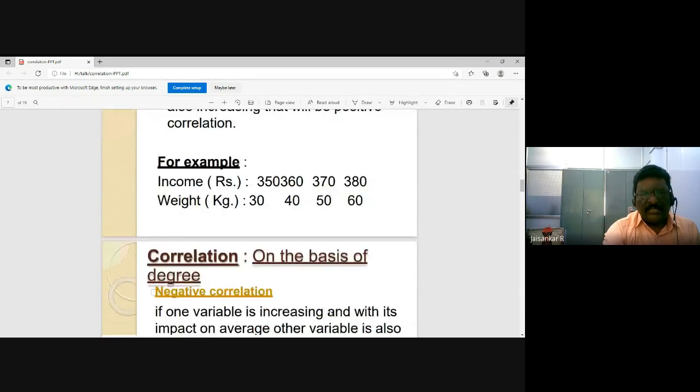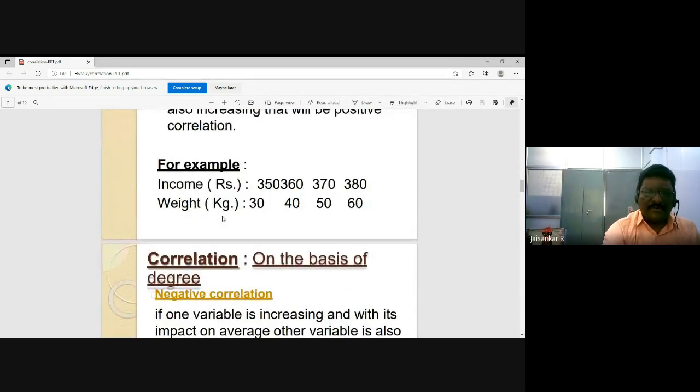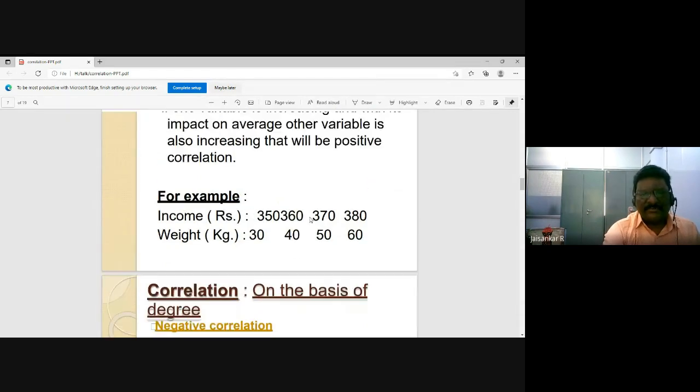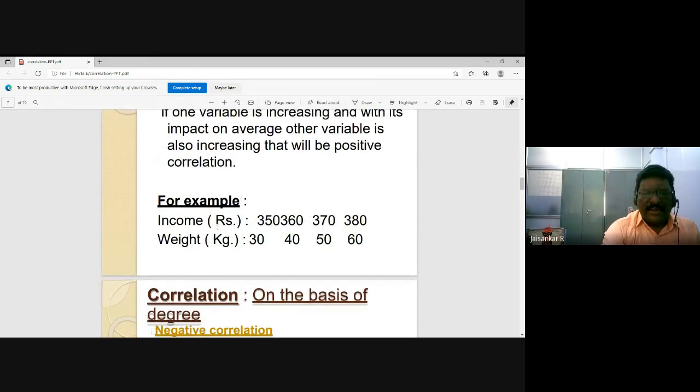Now look at this example. If I find the correlation between these two variables, income and weight, I do not know whether these two are correlated or not. No, it won't be so. When we use the formula to find the correlation, the computer will give you some result. Such a result is called nonsense correlation.